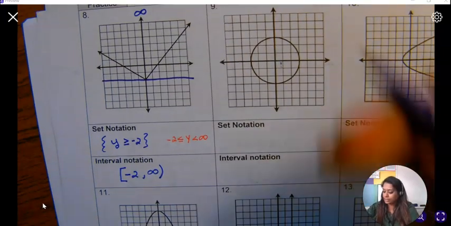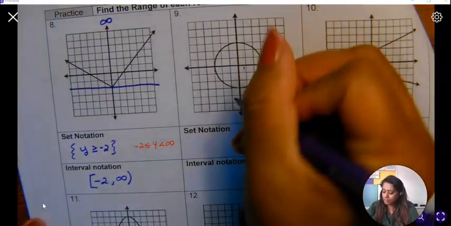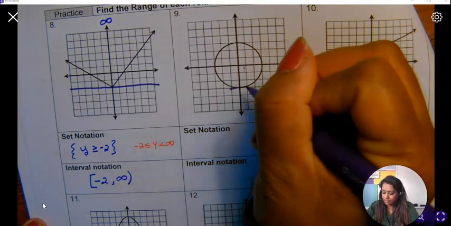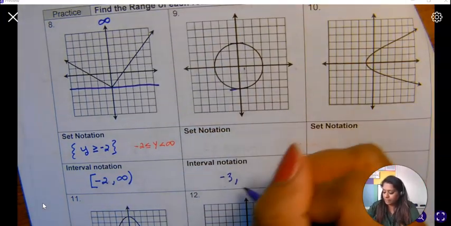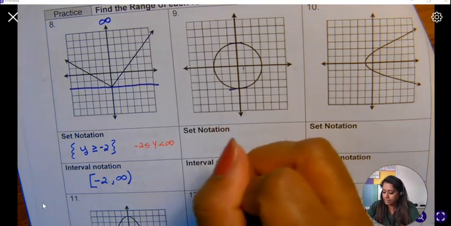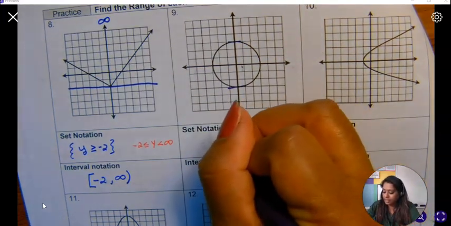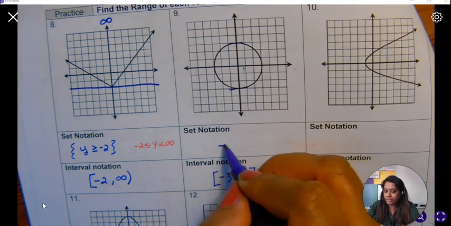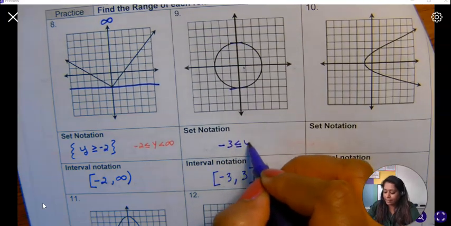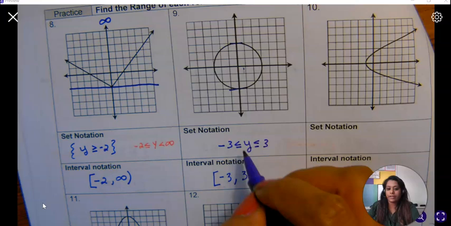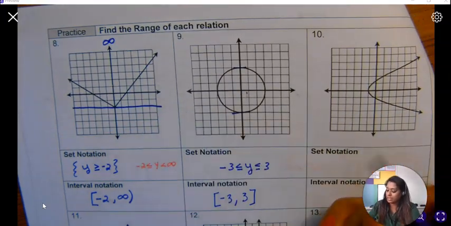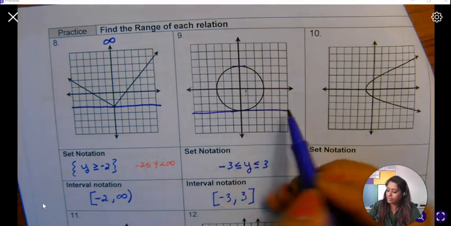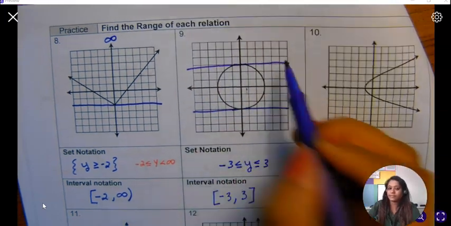Let's go to the next page, next problem. For the range, it's from -3 to +3, and it's included. So in set notation, we're going to say y is from -3 to +3. And notice I put y because we're talking about the range, okay? So it's from -3 to +3.